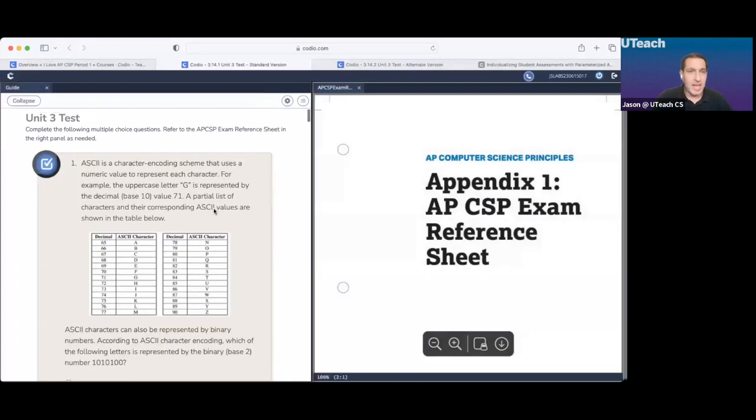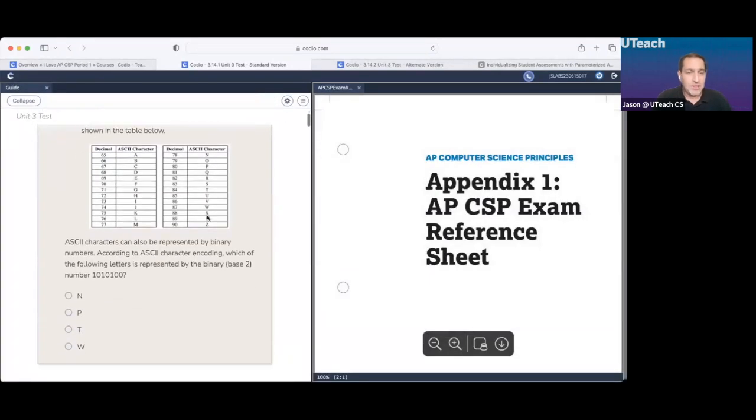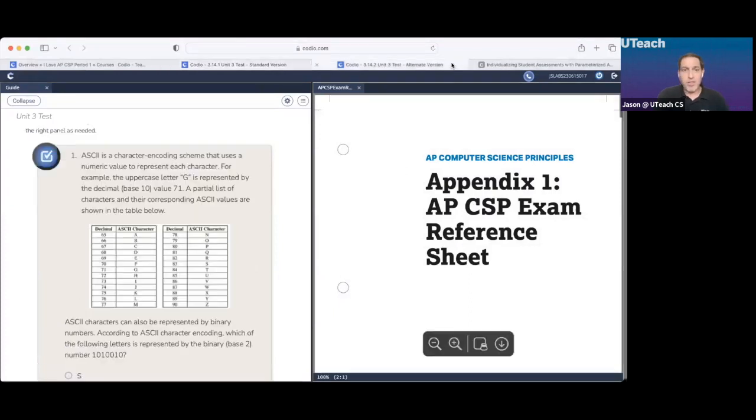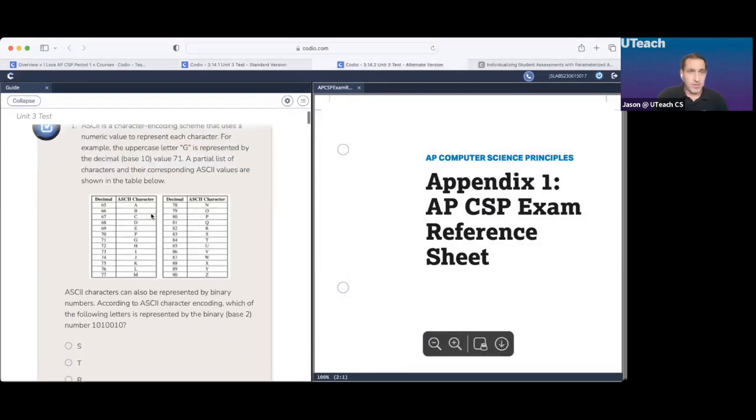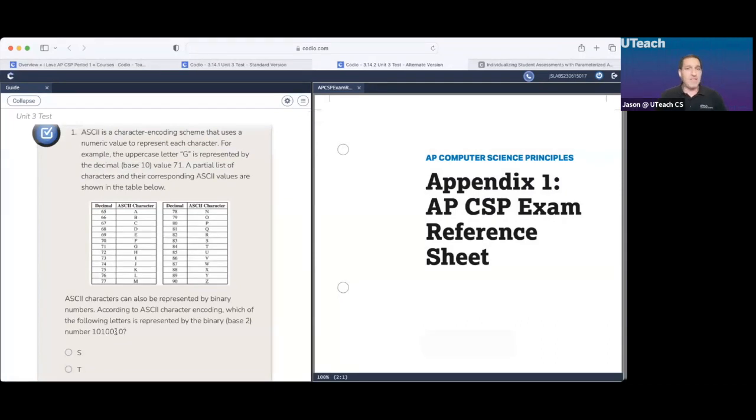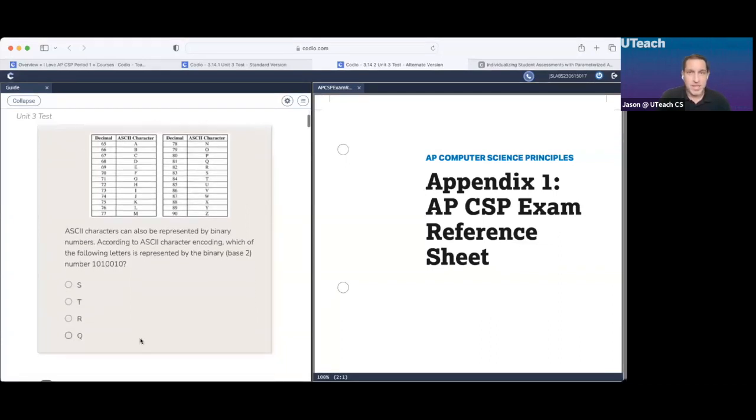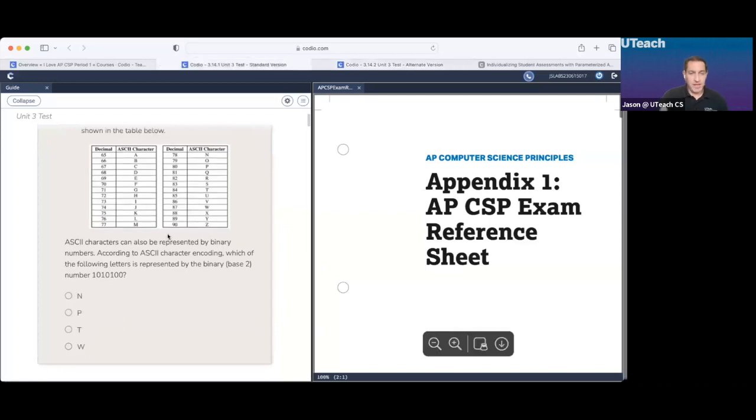And we notice our standard version has a question about the ASCII table, but you notice the binary number 1010100. Now, on the alternate version, you'll see that we are talking about the ASCII table still, but this time we're using the binary number 1010010. And as you can see, the choices are different. The answer choices are different for both. All right. And now let me explain how we did this.